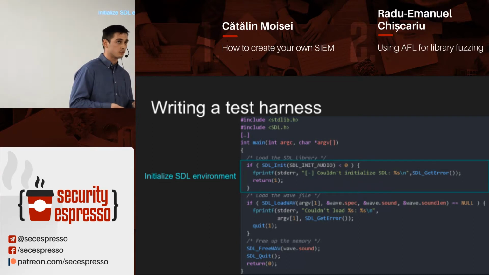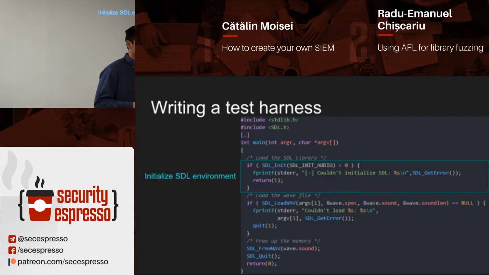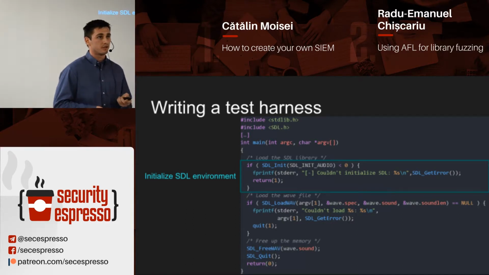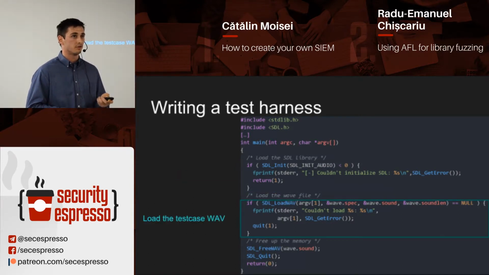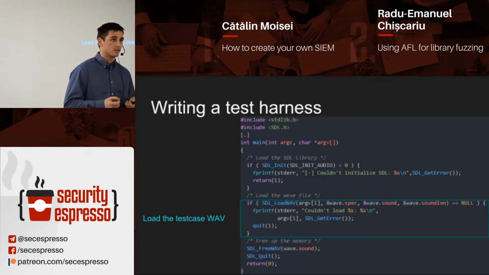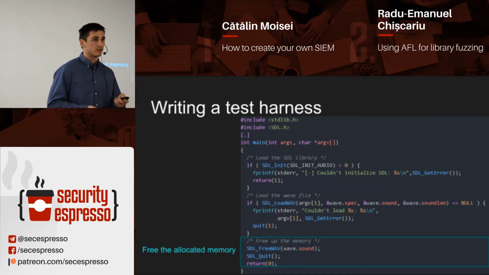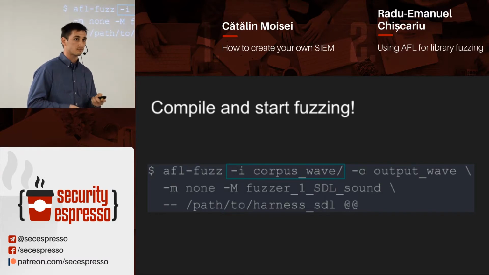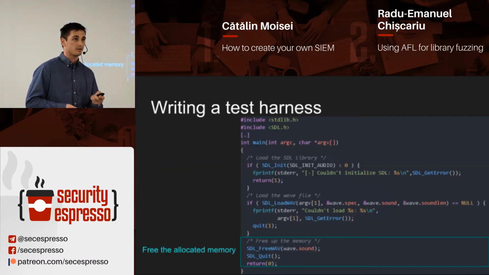Now we're trying to make a test harness. So what is a test harness? It's essentially a piece of code that we write in order to fuzz the library indirectly. What we're trying to do here is fuzz a call to that library. And the test harness is pretty straightforward. We initialize the SDL environment, then we make the call to the function, the method that we want to fuzz within the library, and then we free the memory. We compile that also with AFL, okay, so we compile that.